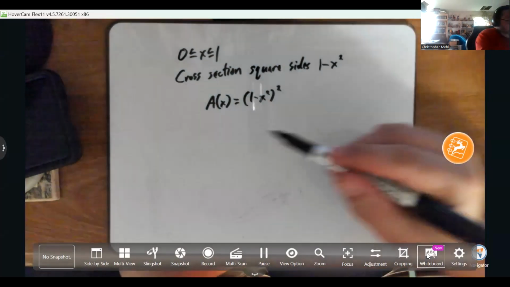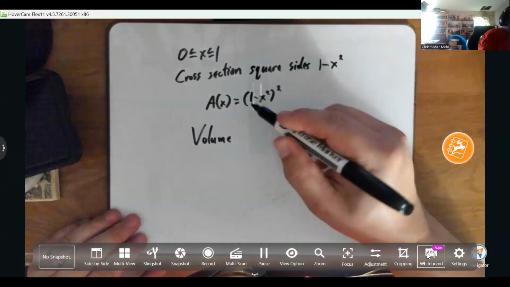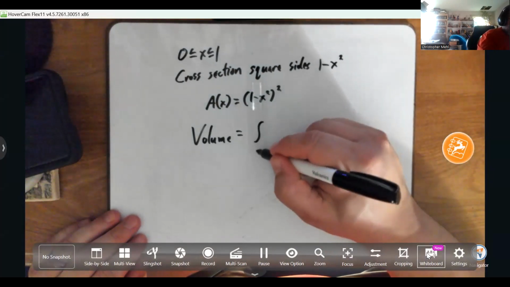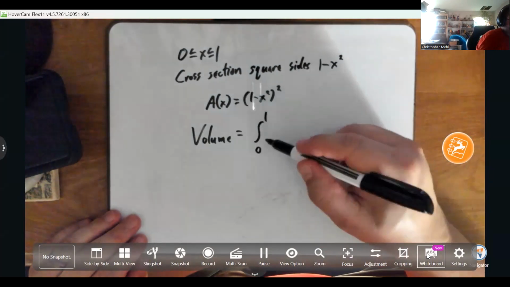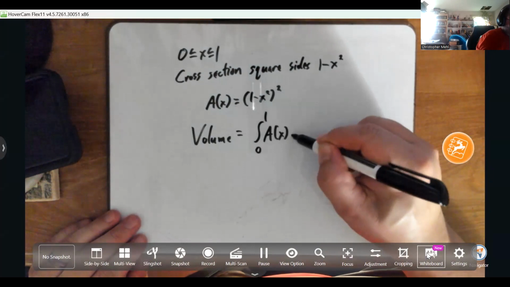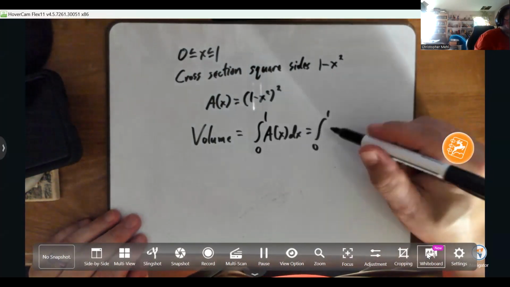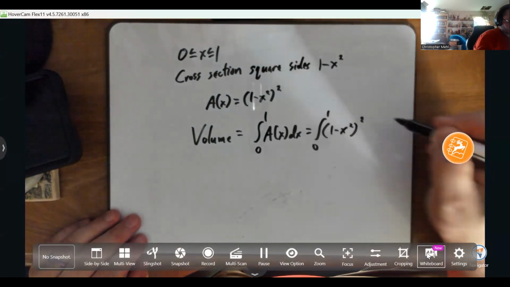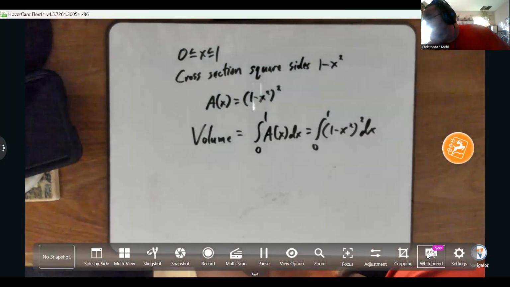And so our volume, using the general cross-sectional method, would be the integral from x equals 0 to x equals 1 of A of x dx. And so that's the integral from 0 to 1 of 1 minus x squared, quantity squared, dx.